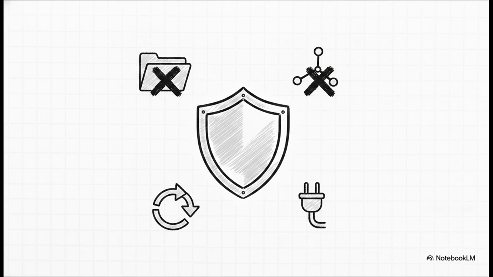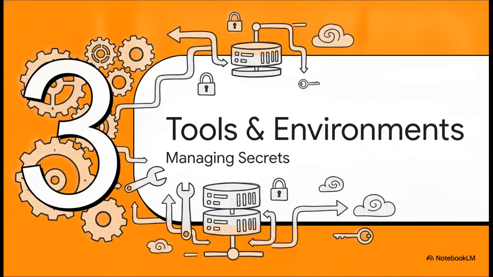4. Automate rotation. This is absolutely huge. Manual rotation is rotation that simply doesn't happen. And 5. Apply least privilege. Give each service only the specific secrets it actually needs, not a master key to the whole system. So, how do we actually pull this off? That brings us to Section 3, tooling and environments.